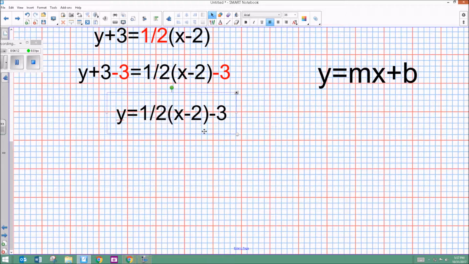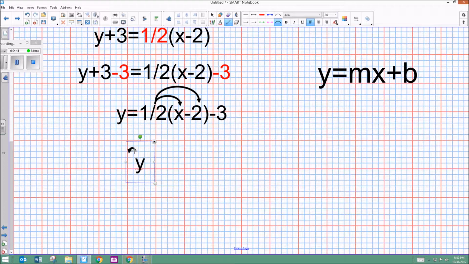Okay, so we need to use the distributive property here before we can do anything else. If you remember, to use the distributive property means that you have to multiply that 1/2 times the x and 1/2 times the 2. Well, minus 2. So let's do that. We're going to get y.